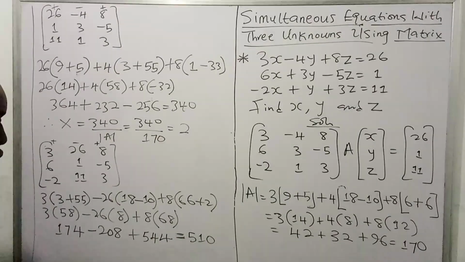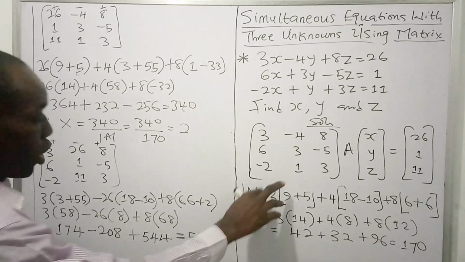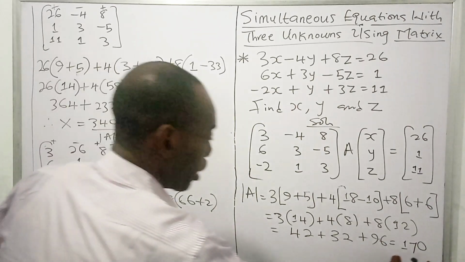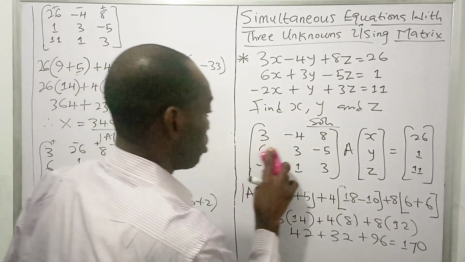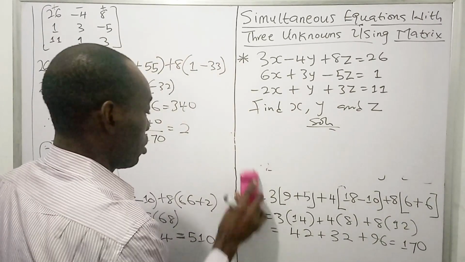Okay, so let's see how to get the y now by dividing this by the determinant, which is 170. So let's do this on this part of the board. Let's see that here.